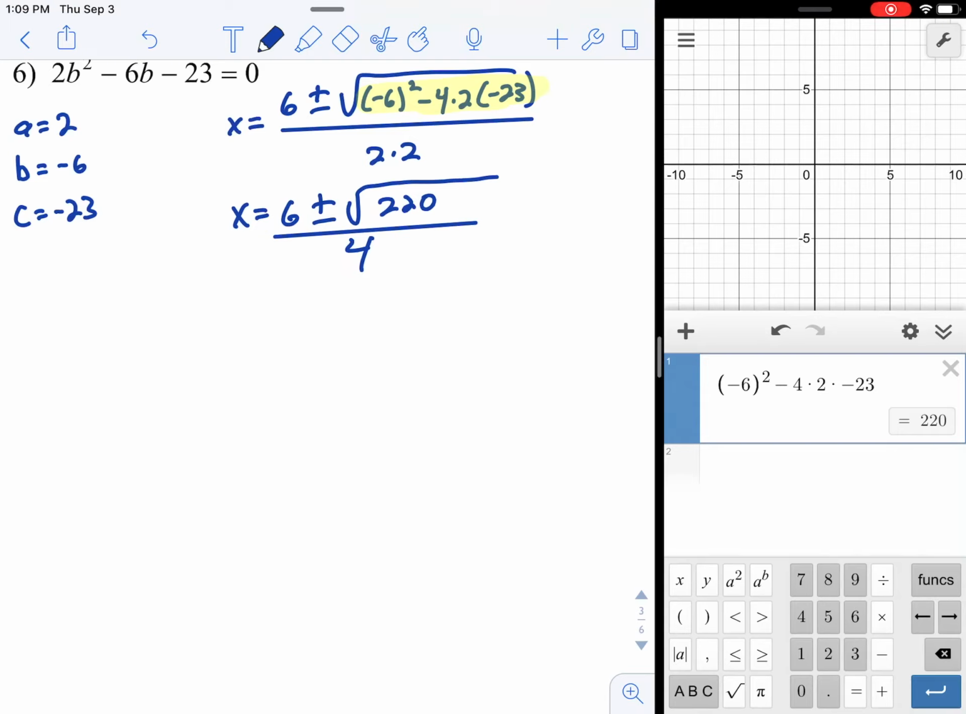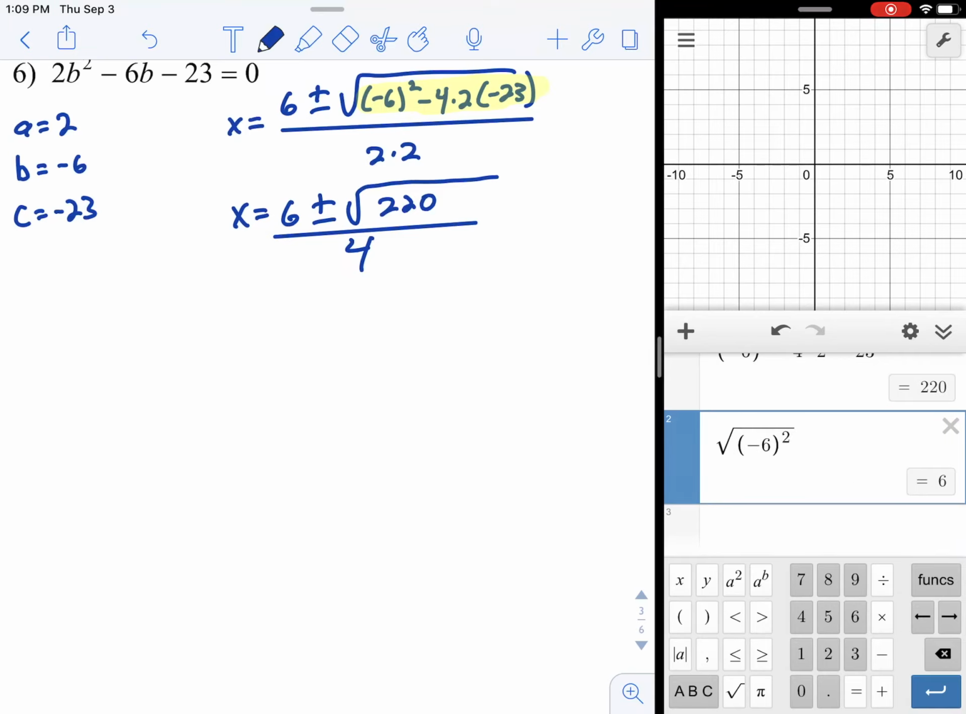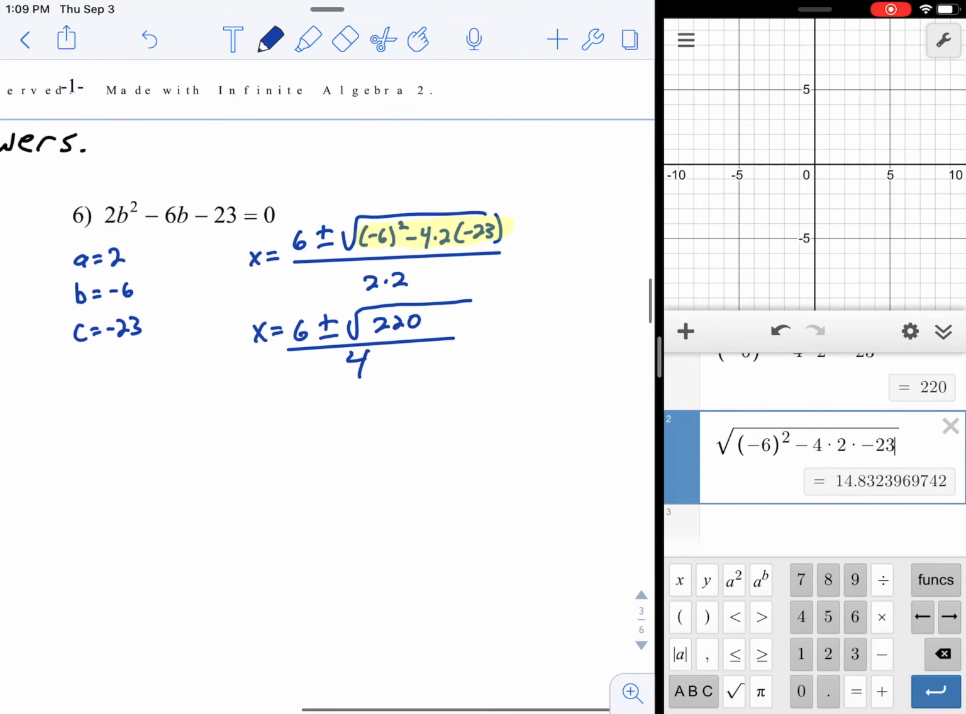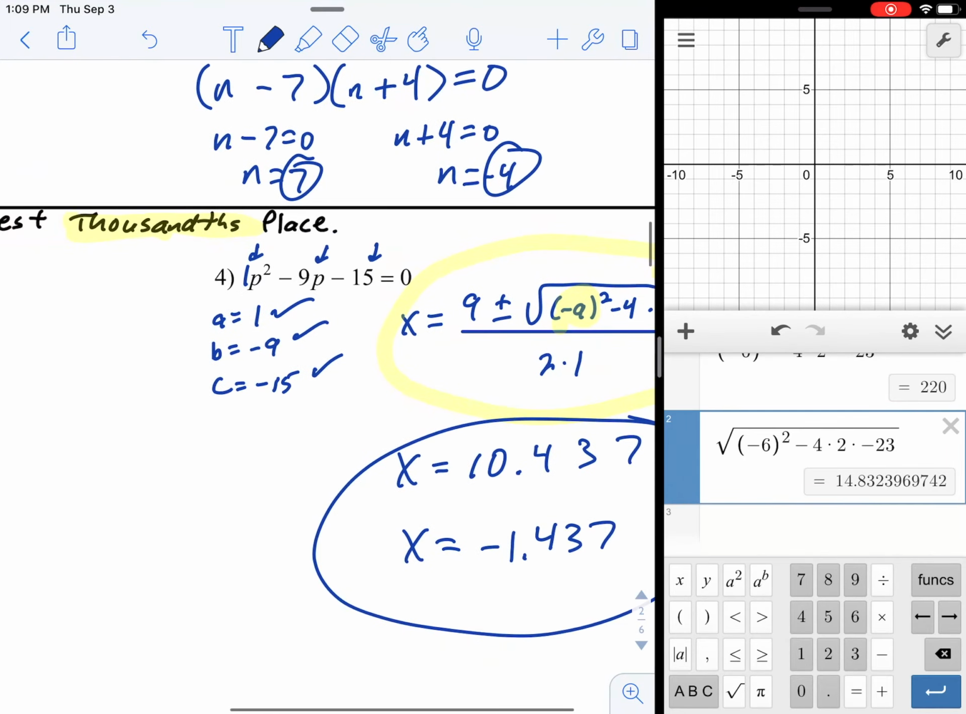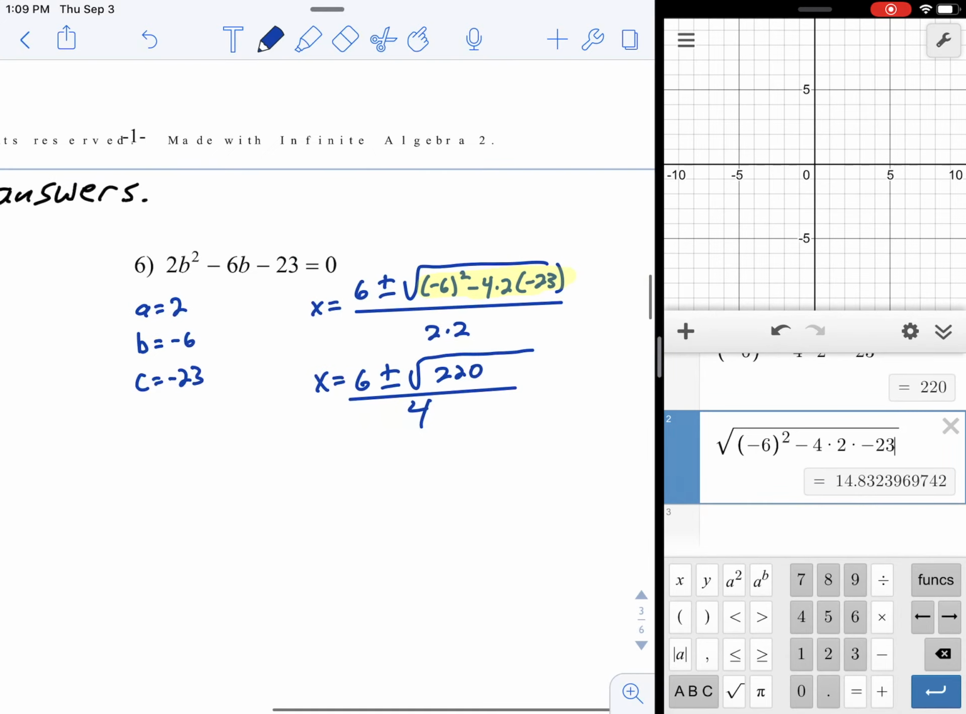Now, why did I not use the square root? Well, if I did square root, negative 6 squared minus 4 times 2 times negative 23, that gives me a decimal answer. The decimal answer was fine up here because it said to the nearest 10,000ths place. But here we need to give exact answers. A decimal like this at some point has to be rounded off. What you see on the calculator screen over there, that 2 at the end is a rounded 2. It's not necessarily an exact answer. The decimal goes on infinitely.